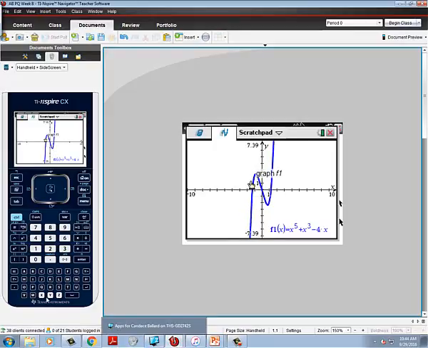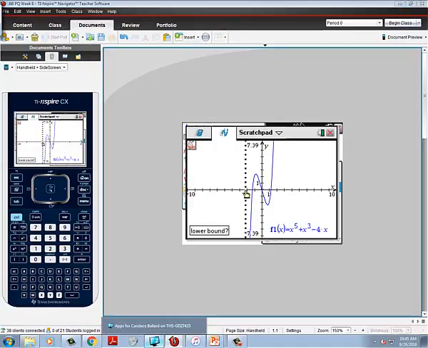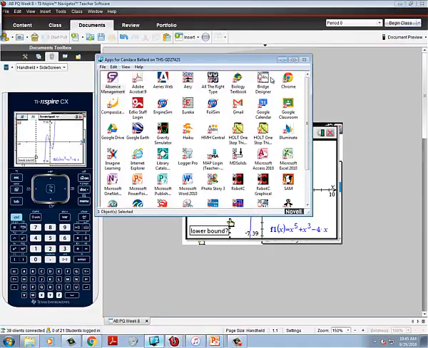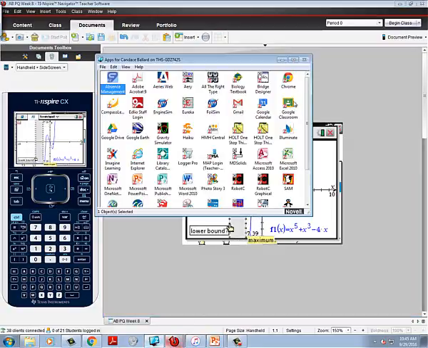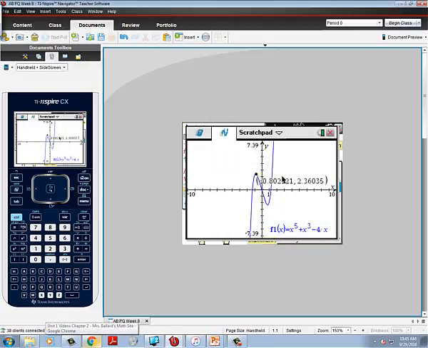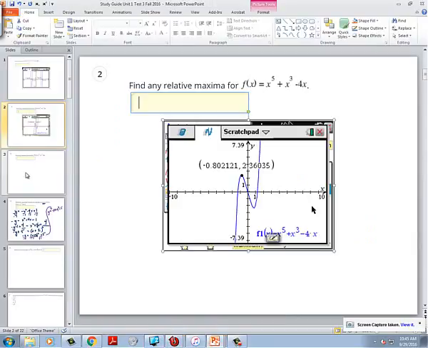I'm going to start with the max, since it asked for the max first. So I'm going to do menu, analyze graph, and I'm going to choose maximum. I go to the left of it, and I wait until it stops saying maximum. All right, so that's the number I'd write in, and I'm supposed to go 3 decimal places. So you'd write in negative 0.802, 2.360. That would be what you get for the max value. I'm going to put that on my max screen here. And you need both the x and the y value on that one.